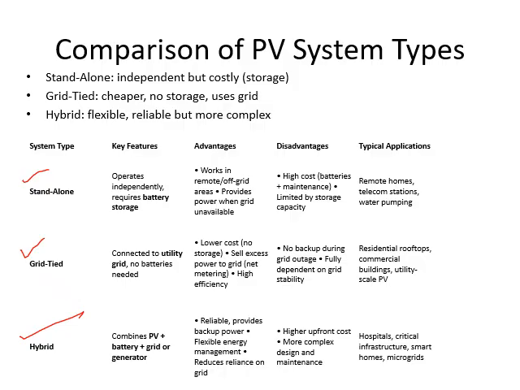Okay, and the hybrid is combined. That means it is checking all the possibilities, whether there is any interruption in grid connection, but you have to consider the cost, right? It's a higher upfront cost, more complex design and maintenance, because you are serving both sides, both standalone and grid tied, but it's much more reliable in terms of advantage, right? And it can be used in hospitals, because hospitals are our critical service areas, right? Critical infrastructure, smart homes, microgrids.